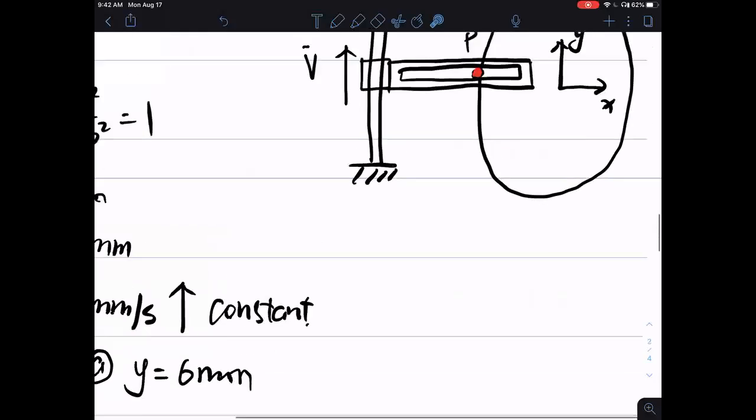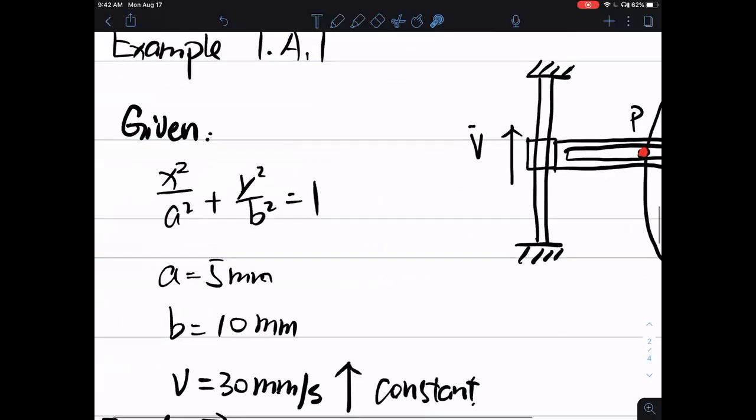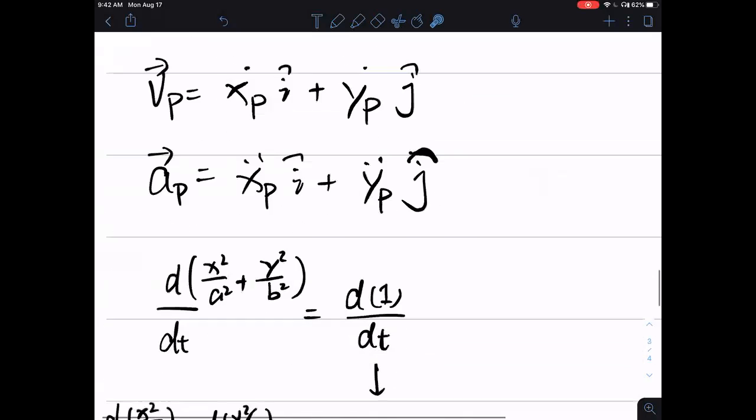The pin can only move along this range. Now we know y equals 6 millimeters. It's probably around here. Do we know anything about x? What happens if you plug in y equals 6 millimeters into this equation? You should find two values of x. X equals positive or negative something, right? And that tells you the value of x. So let's go back here.